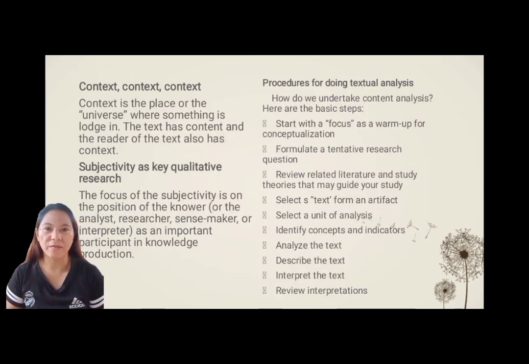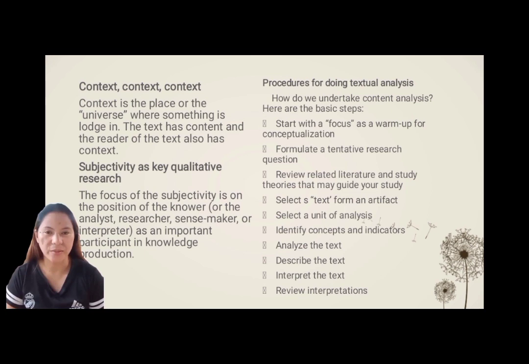So next one is context. A context is a place or the universe where something is lodged in. The text has content, and the reader of the text also has a context. A context is the setting of a word or event. It helps the reader to understand or to define the unknown words.